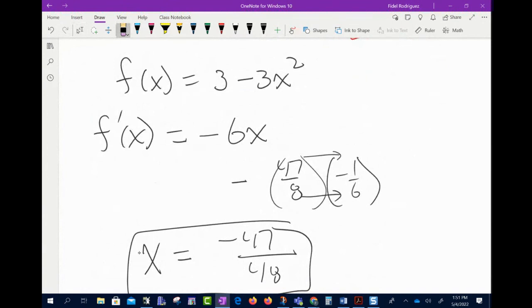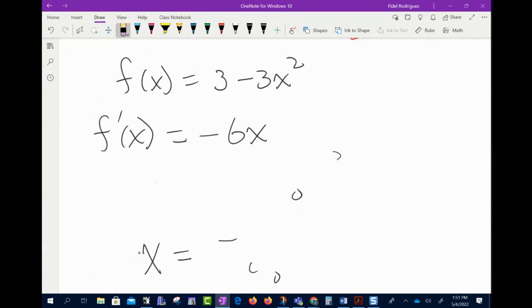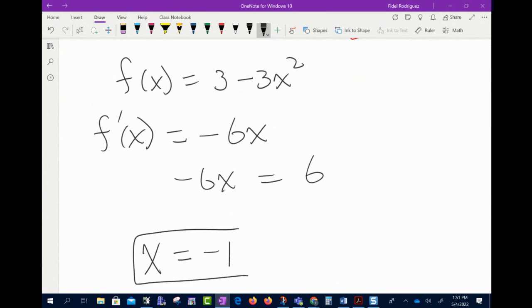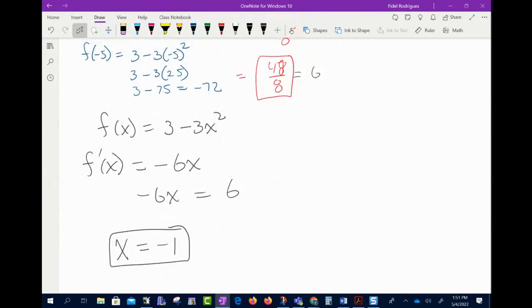Let me fix this part again. Okay, so now, y'all, sorry about that. We're going to go negative 6x equals 6. So x would just be negative 1, right? Okay, so 6 and a negative 1. That's where I made my bad. Sorry about that.